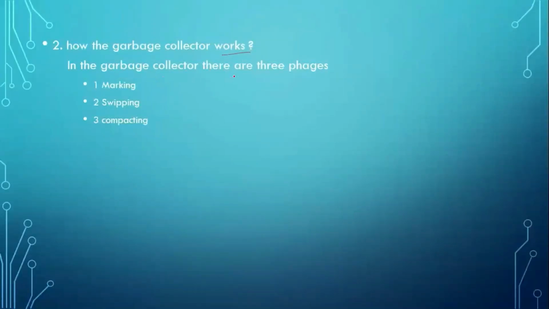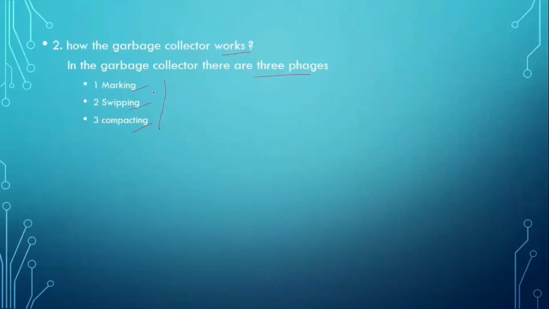In the garbage collector there are basically three phases. For the interview, these are the three phases. Every .NET interview asks how the garbage collector works. So we can just say that in the garbage collector there are three phases: marking, sweeping, and compacting. These three phases are very important in the garbage collector to track the objects.